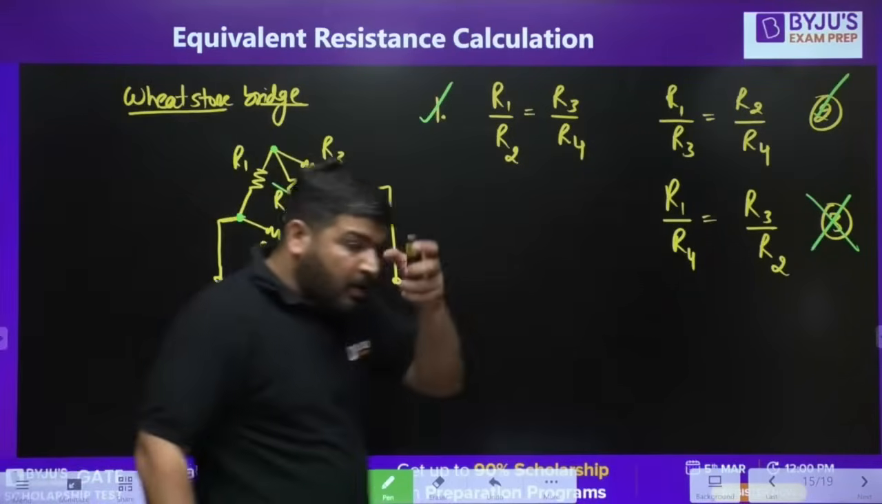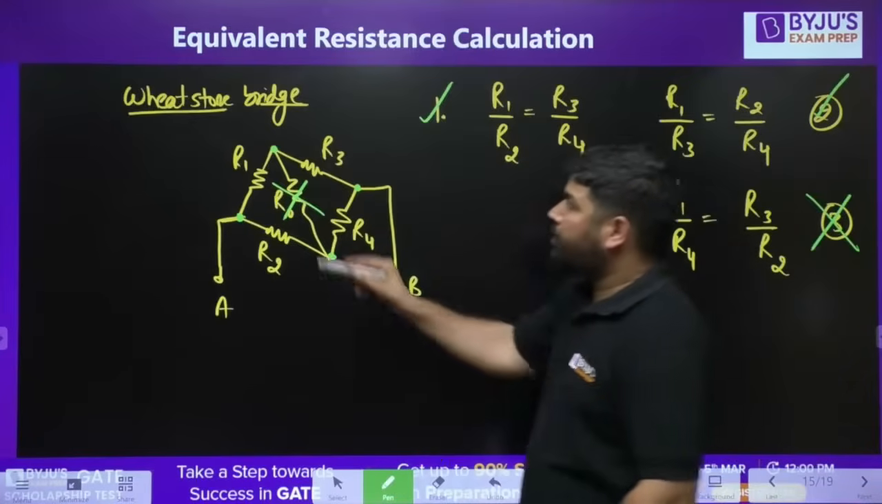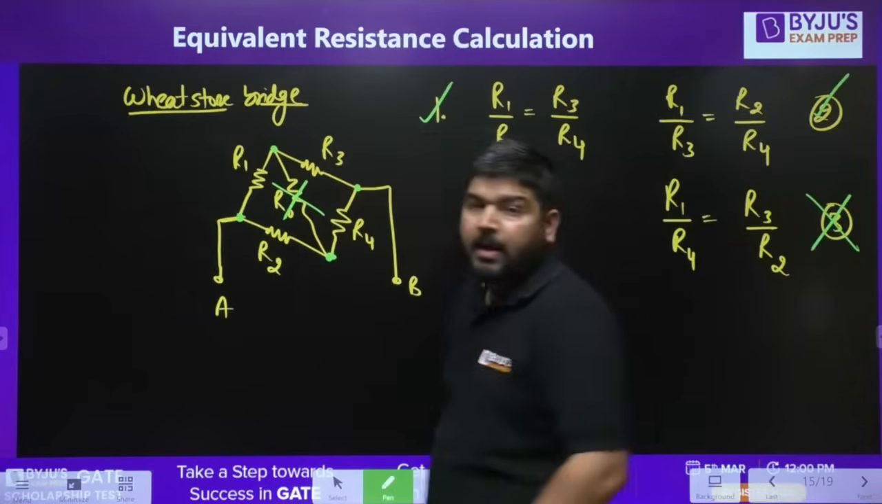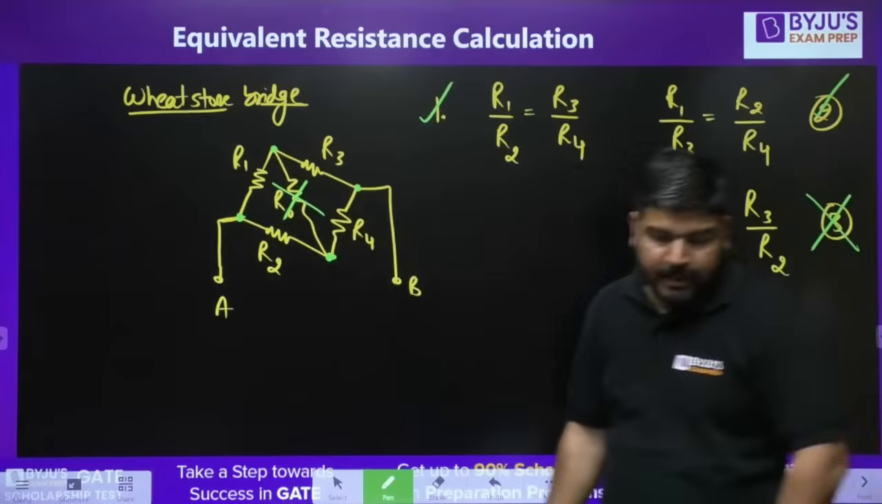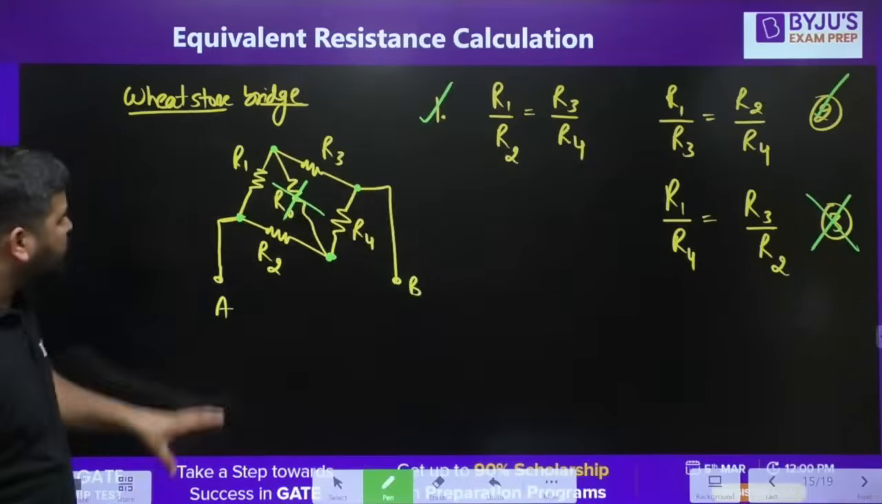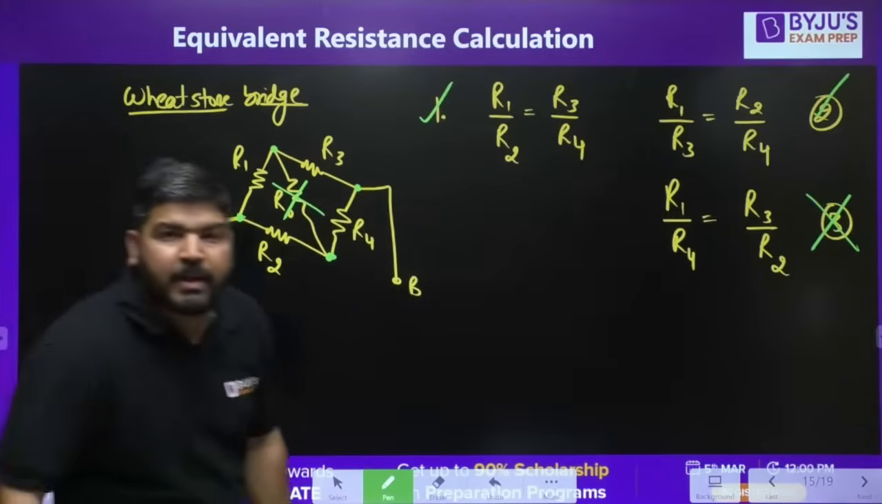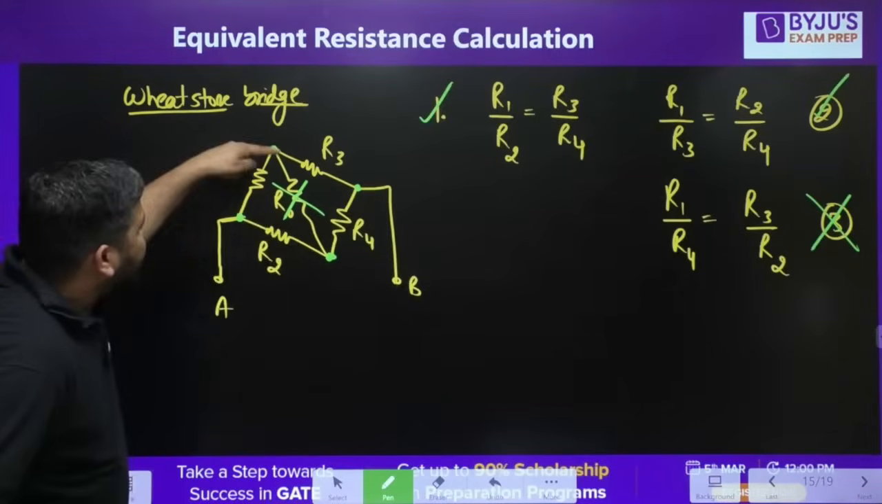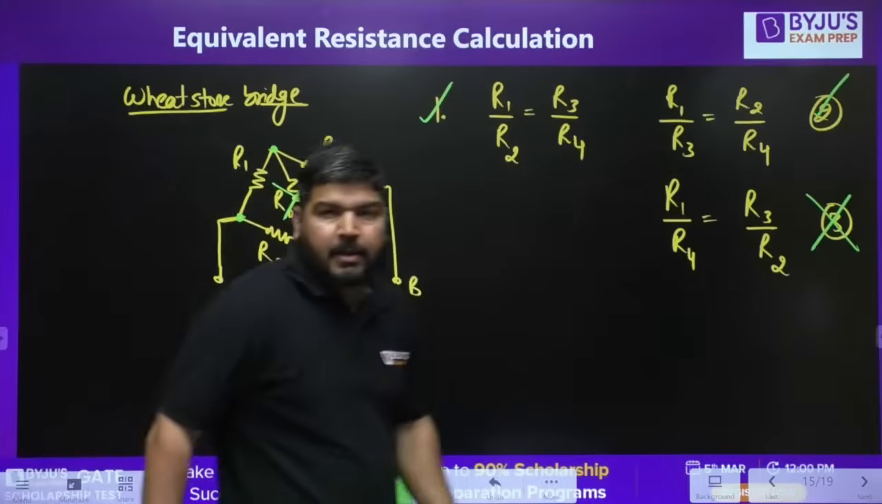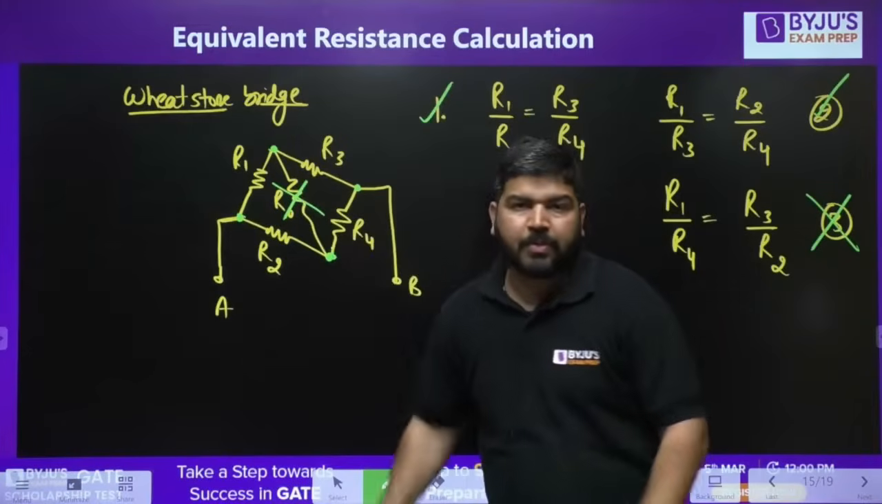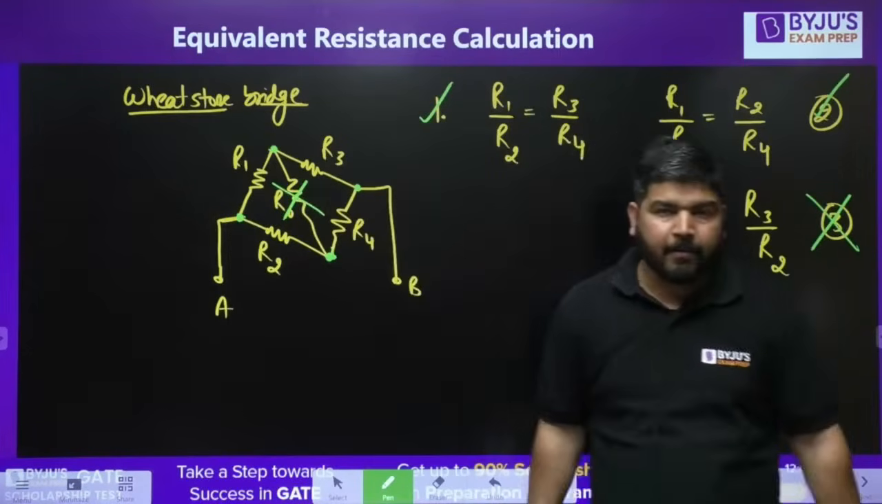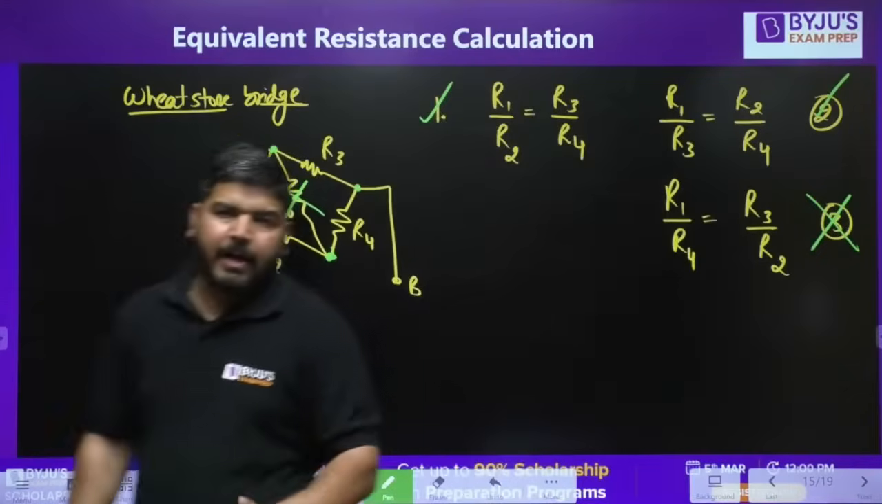Why am I not discussing current? Why am I not saying that the potential at this point and this point will be the same? Because you don't know how to calculate the potential yet. After nodal analysis, I will tell you that if the bridge is balanced, then at this point and this point we have the same potential. If the potential at these two points is the same, then the current inside this resistance will be zero. That's why you can remove it. We'll discuss that at a later stage.